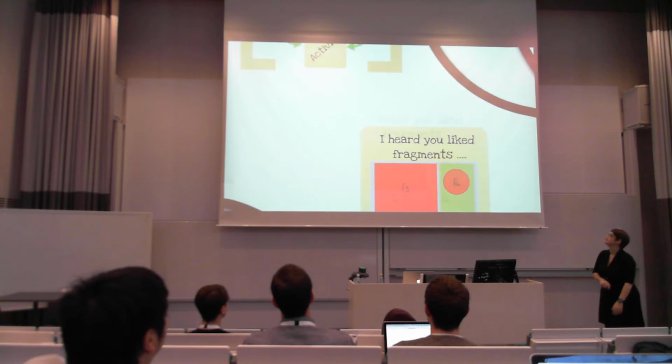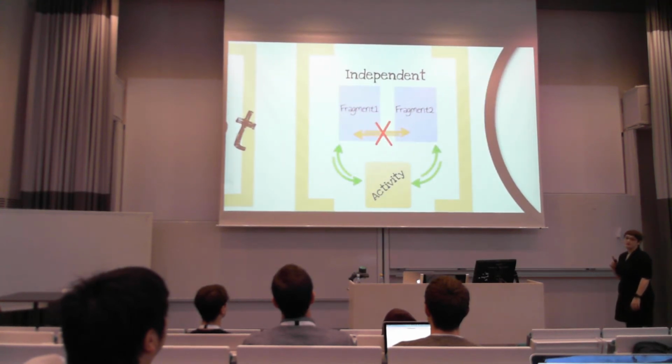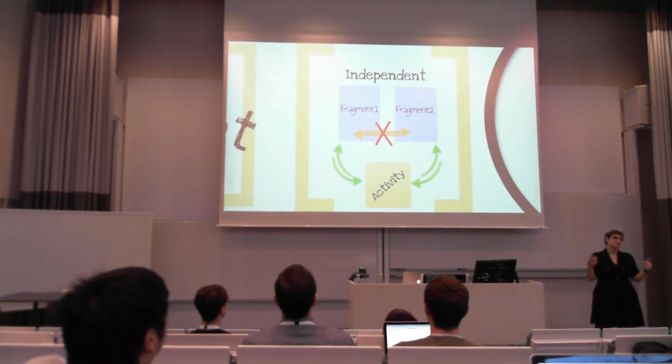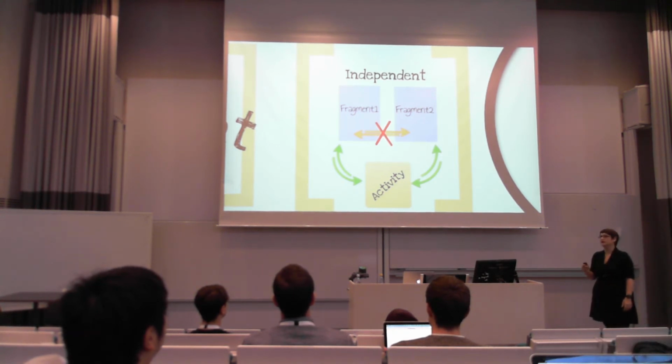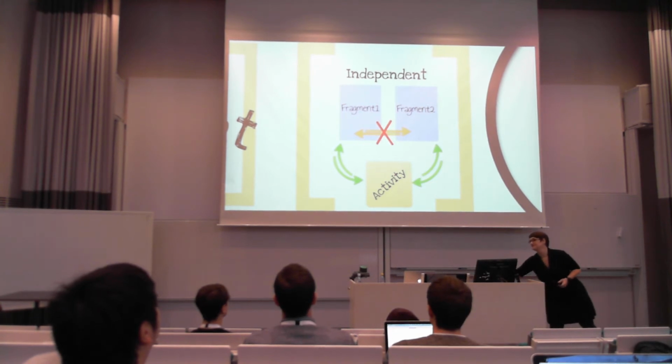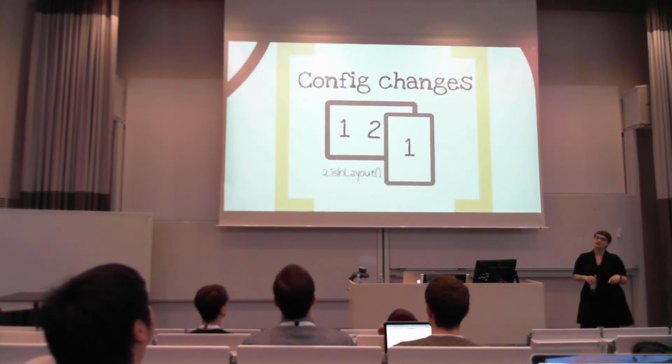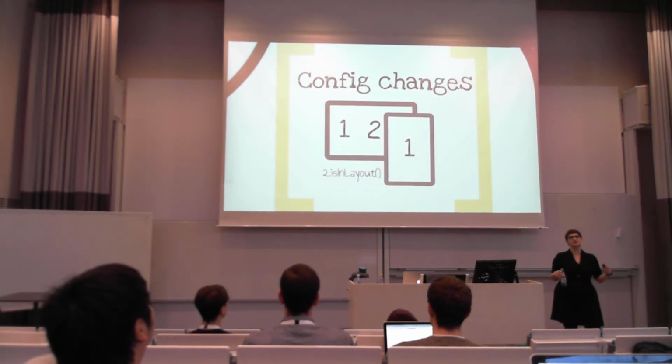That's great. You want to keep your fragments separate. You don't want them to talk directly to each other. Use your activity as an intermediary between them. And then finally, there are things like figuring out who's showing what right now, and that can help you when you're figuring out, do I have a dual pane, or what should I do with this view right now?